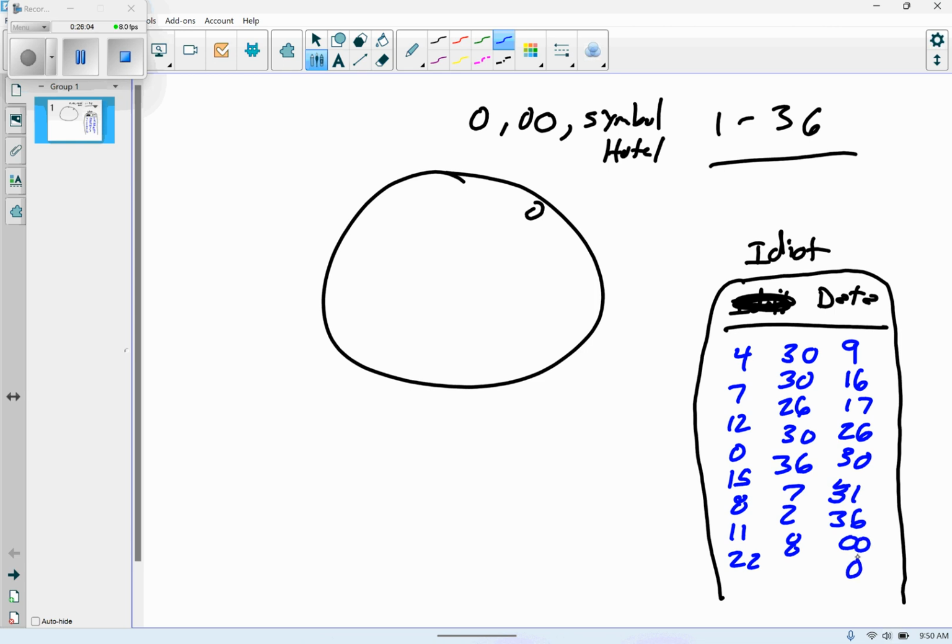All right. So, the hotel will have the past X amount of wins. They'll say 4, 7, 12, 0, 15, 8, 11, 22, 30 and 30, 26, 30, 36, 7, 2, 8, 9, 16, 17, 26, 30, 31, 36, 00, and 0 showed up. So, friends, they have this broadcast big enough and large enough that as you are walking by this particular table, you would be able to see.